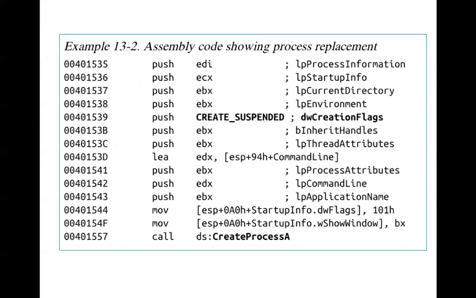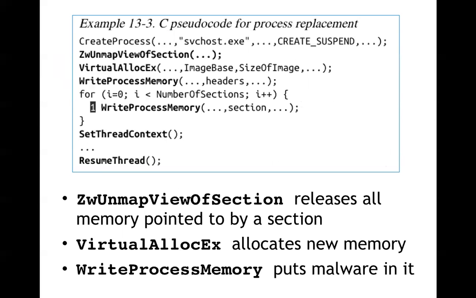All right. And so you'll see you create something suspended, and then you create a process down here from the suspended process. And then you unmap the view of the process, you allocate some new memory, you write into that memory, and then you set the thread context so when the process resumes, it's running with a different block of memory. So you change what's inside there and let it run under the same name.